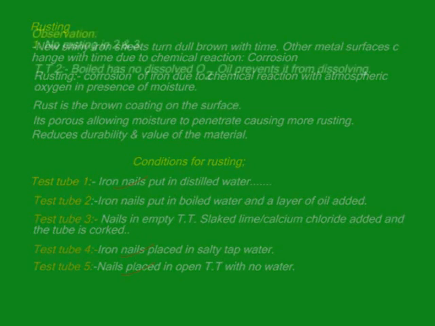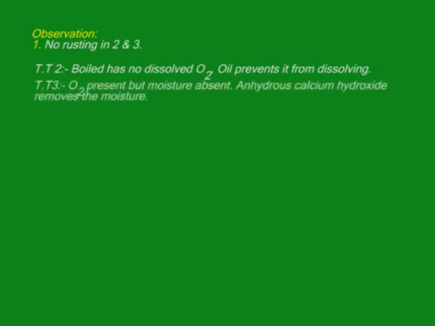Now the explanation for this can be given as follows. In test tube 2, boiled water has no oxygen. Boiling expelled the oxygen that had dissolved in the water. The layer of oil that was added prevented atmospheric oxygen from dissolving back. In test tube 3, the oxygen is present, but there is no moisture. The anhydrous calcium chloride absorbs all the moisture, leaving the environment very dry. The cork prevents further entry of moisture from the atmosphere.